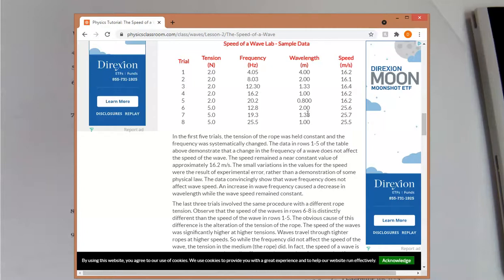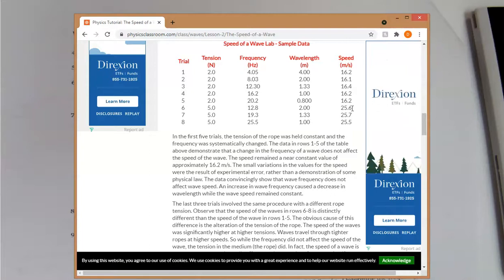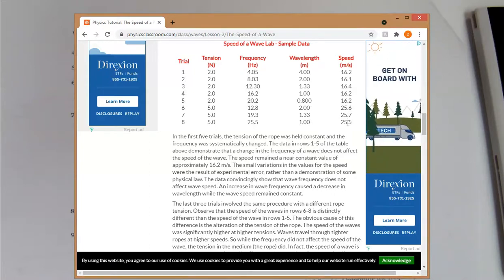The wavelength gets a little higher, it stays pretty consistent. The average is 25.6. So we have 25.6, 25.7, 25.1. So the average is here. That's pretty good. It's pretty precise, I'd say, right? Most of these are pretty precise.